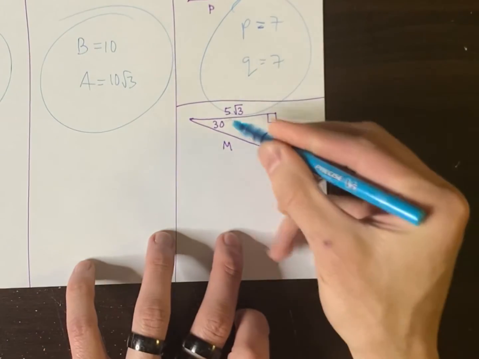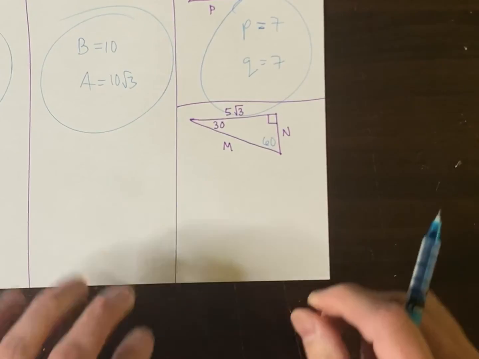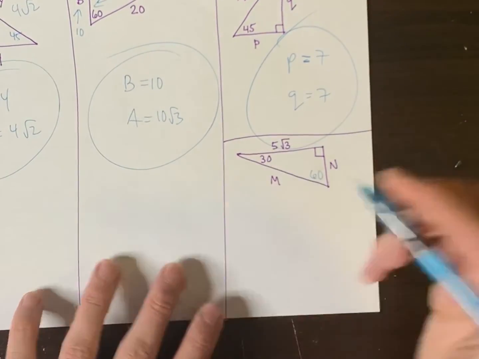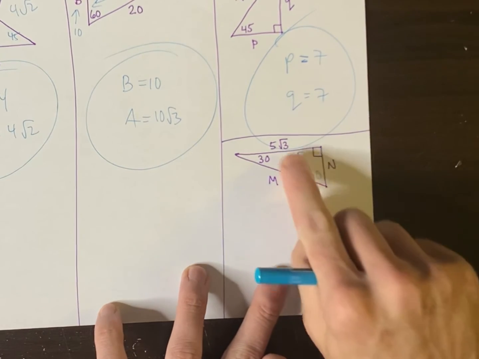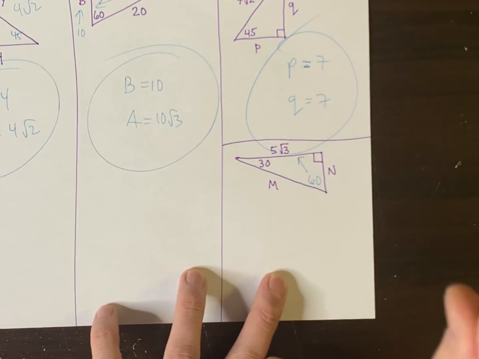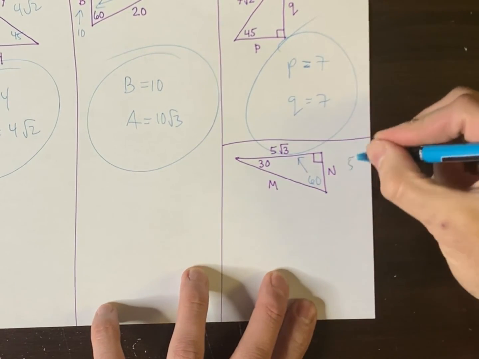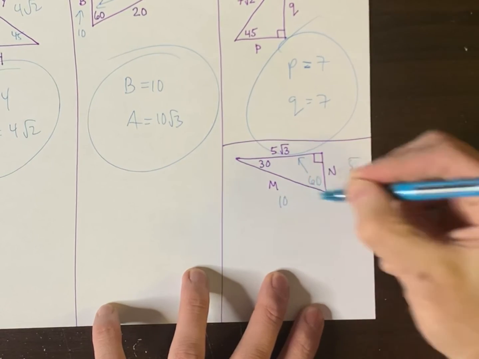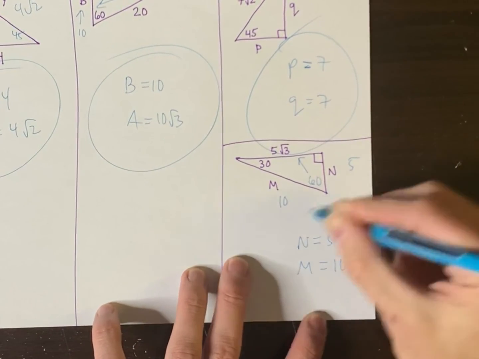One more. 30, 90, that means this is 60. What number are you given? Are you given small, medium, or large? Well, I'm given this here, and this is across the 60. So you are looking at the medium. How do you go from medium to small? You remove the square root 3, which means the small leg would be 5, which makes the hypotenuse 10. So n would be 5, and m would be 10.